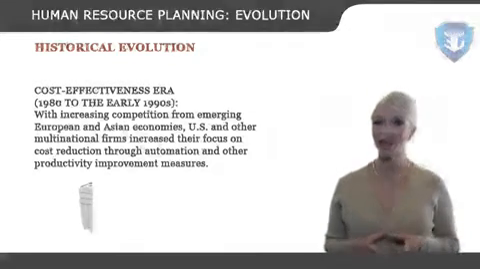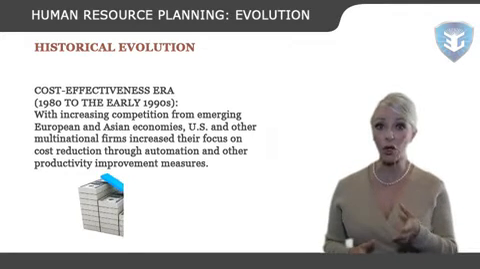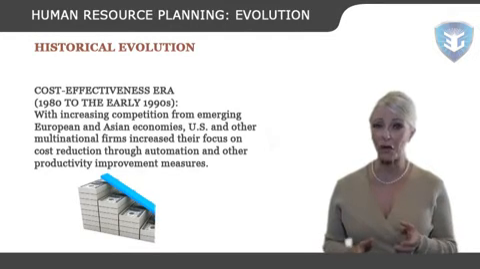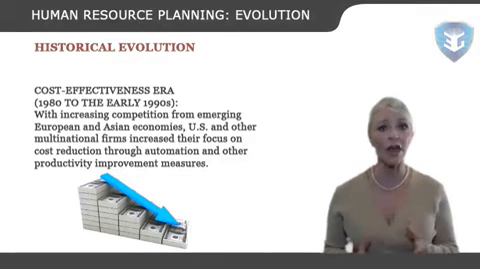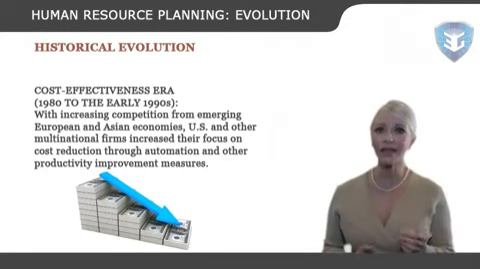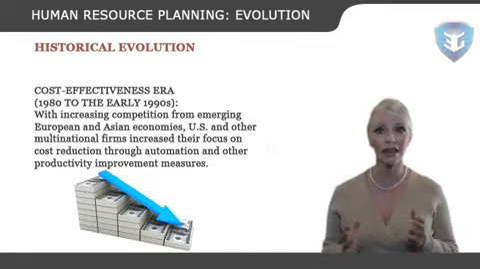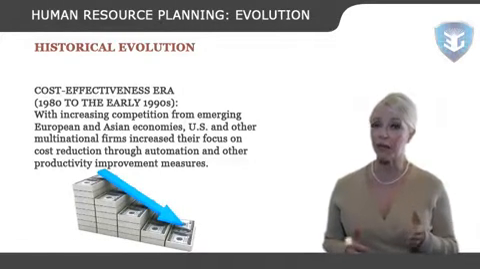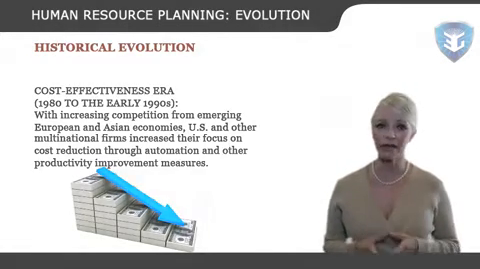Cost-effectiveness era, 1980 to the early 1990s. With increasing competition from emerging European and Asian economies, U.S. and other multinational firms increased their focus on cost reduction through automation and other productivity improvement measures. As regards HRM, the increased administrative burden intensified the need to fulfill a growing number of legislative requirements, while the overall functional focus shifted from employee administration to employee development and involvement.